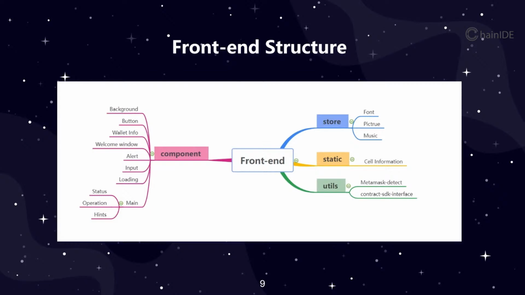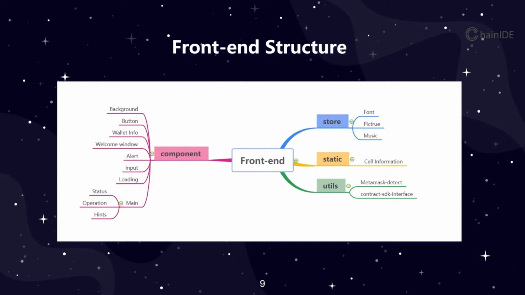I divided the front-end project of Cell Evolution into 4 parts, namely components, storage, static information, and tools. Components contain some interactive functions, like the background, which we can see, and the buttons, which we can click, and wallet info, fetched from MetaMask, where we can also see the data of our MetaMask wallet. And there are also some loading and alert components which can be used when users have some trouble or need to wait for the back-end operation. Simply put, the component refers to the functional program module in the front-end project.